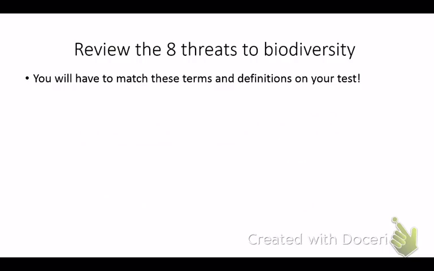So I know I said review the 8 threats to biodiversity. Review the ones that I told you to know for your test. Those are the ones that you absolutely have to know. You have to be able to identify them and give examples of them. But all the other ones I discussed, we're going to talk about with our human impact projects as well. So hopefully that helps you.